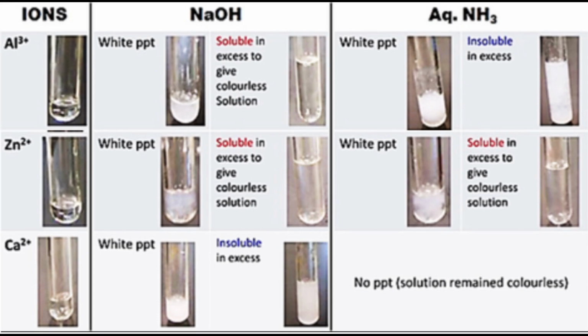The third ion is zinc, Zn2 plus. And it will give you a white precipitate with both sodium hydroxide and ammonia, and it will dissolve in excess with both sodium hydroxide and ammonia. So that is different to the calcium, which will not form a precipitate in ammonia and will not dissolve in excess sodium hydroxide, and it's different to the aluminium, which will behave the same under sodium hydroxide but will give you a different result with ammonia. So that's how you tell the difference between those three.